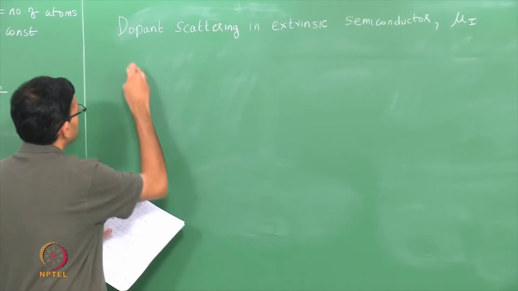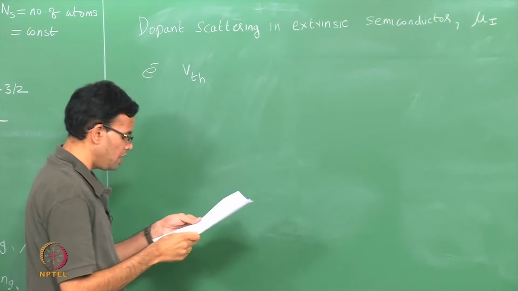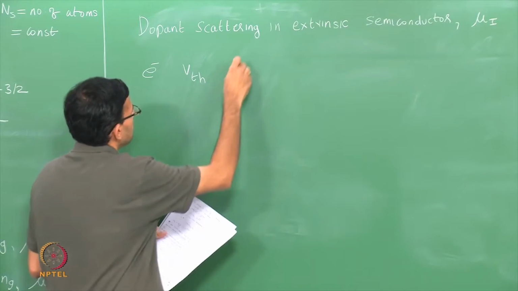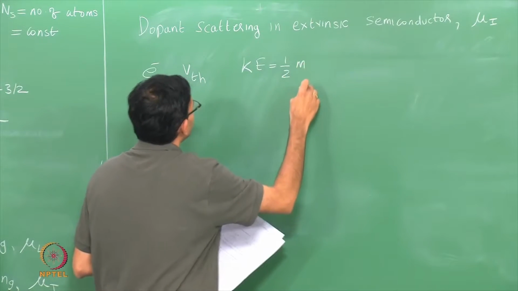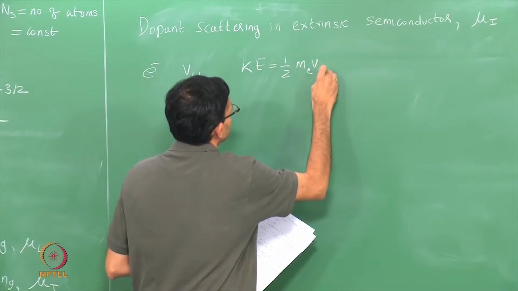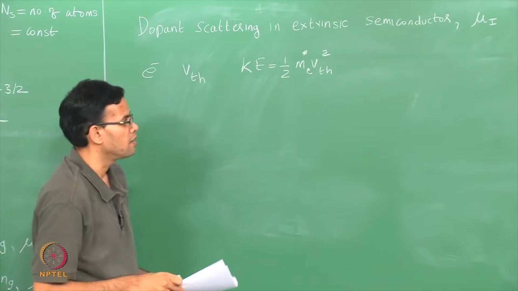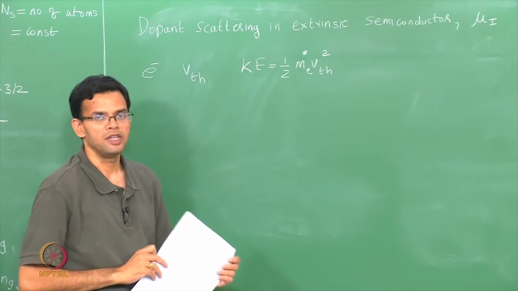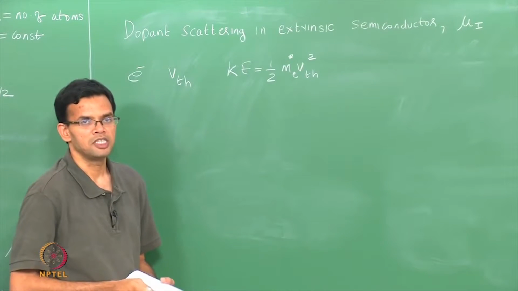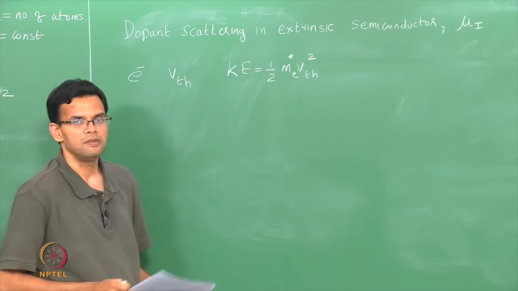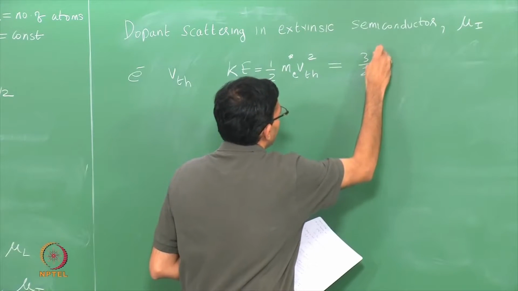So, if you have an electron with velocity being v thermal, then the kinetic energy is 1/2 me v thermal square, or 1/2 me star v thermal square. We said that in the case of an intrinsic semiconductor, where an electron is travelling in the conduction band, this kinetic energy is nothing but the thermal energy. So, this is 3/2 kT.